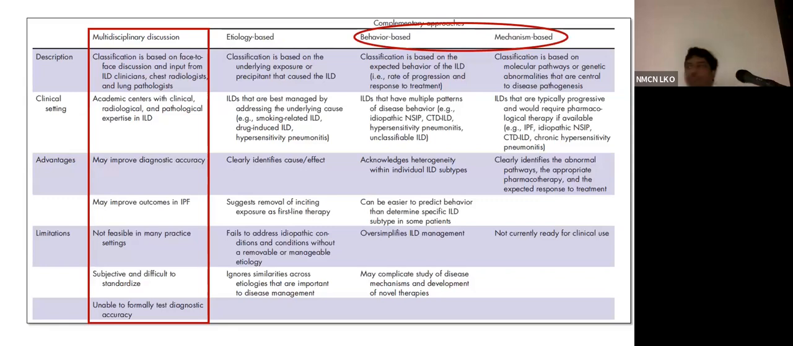So this chart is also describing various patterns of classification of ILDs. We have already discussed that previously. We have etiology-based classification. Day-to-day, now we are doing multidisciplinary discussion between clinician, pathologist, and radiologist. And there is also, most important, the behavioral-based and mechanism-based classification to assess the disease nature and progression of ILDs.